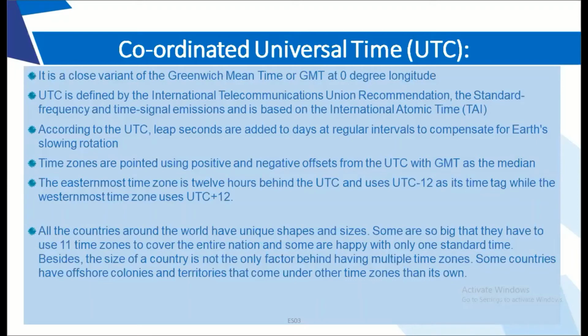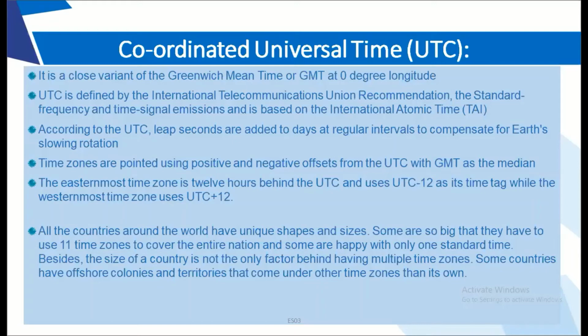Time zones are pointed using positive and negative offsets from the UTC, with GMT as the median. The easternmost time zone is 12 hours behind the UTC and uses UTC minus 12 as its time tag, while the westernmost time zone uses UTC plus 12.